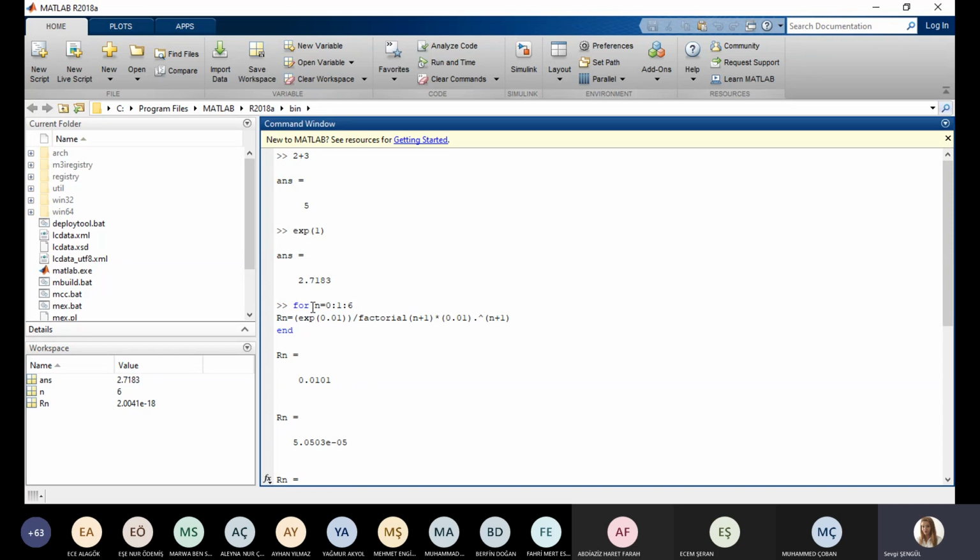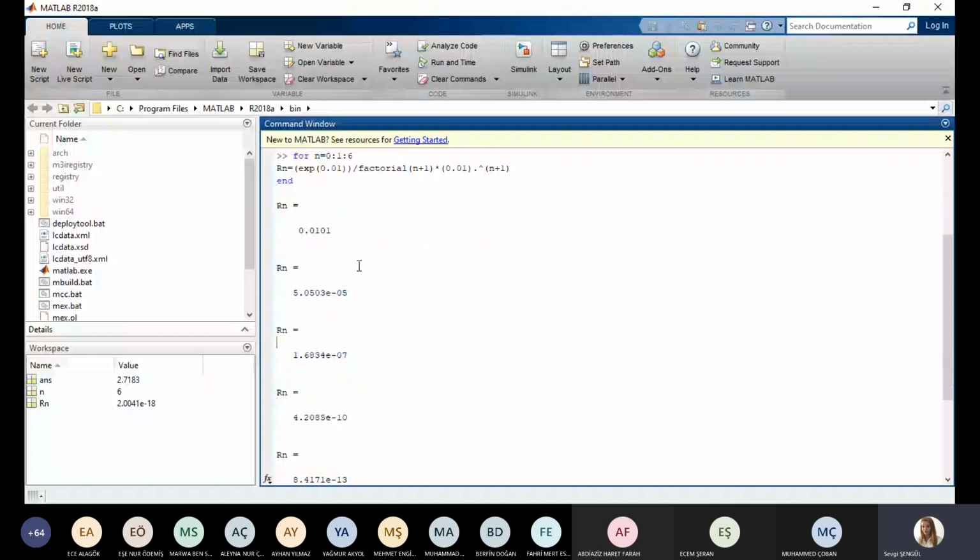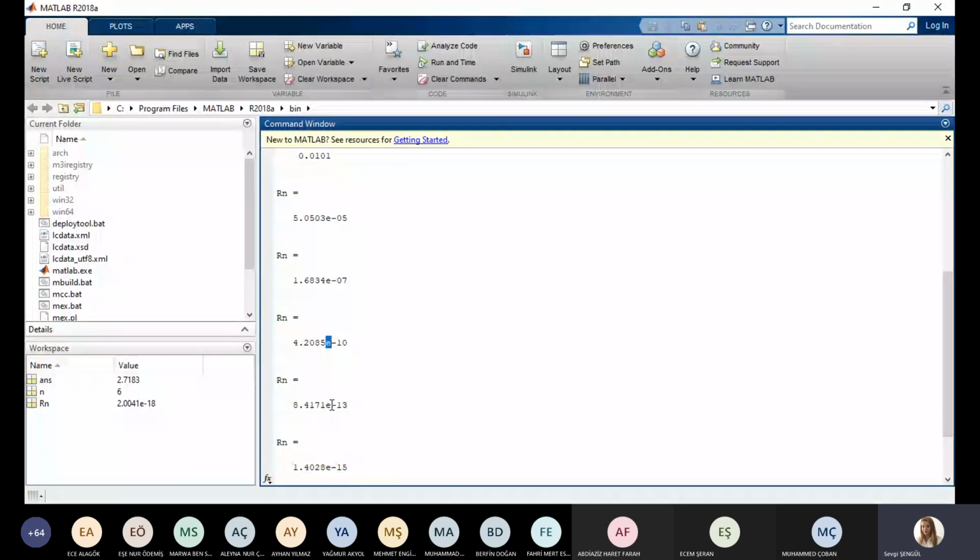I just wrote a small for loop that will calculate the remainder for us. And the remainder we defined as e to the x over (n plus 1) factorial times x to the n plus 1, right? I defined it starting from 0, and it will increase by 1 in each step until 6. So it will plug in 0 for n first and calculate the result. Then it will plug in 1 for n, then 2 for n, and here 3, 4, 5.